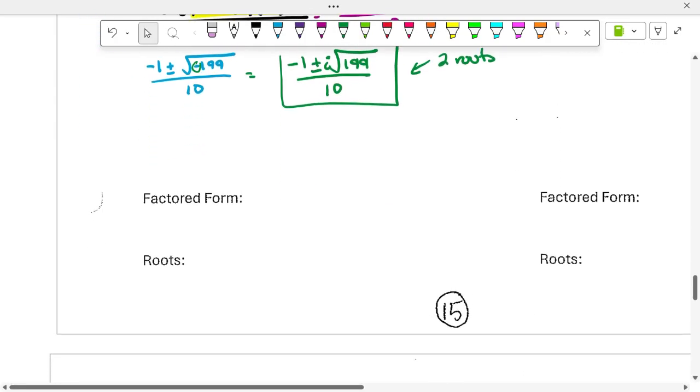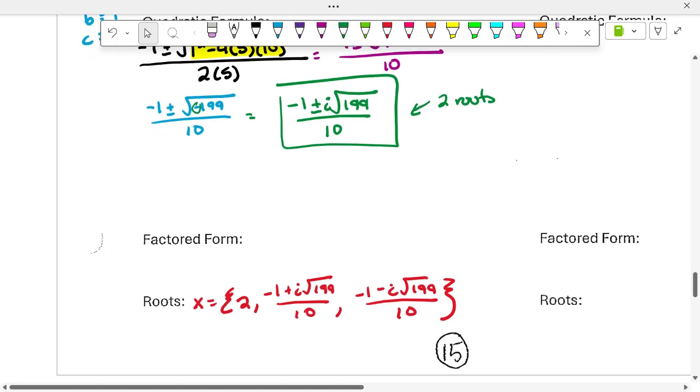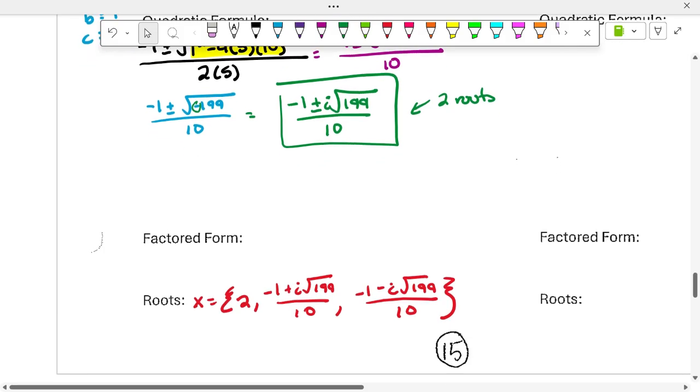Now, we're going to list out all of our roots. So our roots are x equals the set of 2, negative 1 plus i square root 199 over 10, and negative 1 minus i square root 199 over 10. So those are our roots. And remember, I included the one that we just found at the beginning. Now, factored form. What is a root of 2 as a factor?